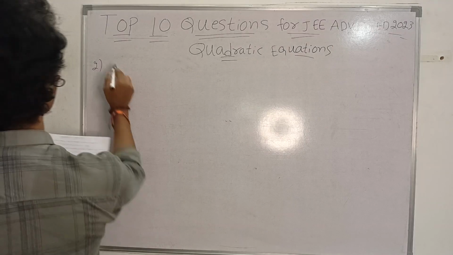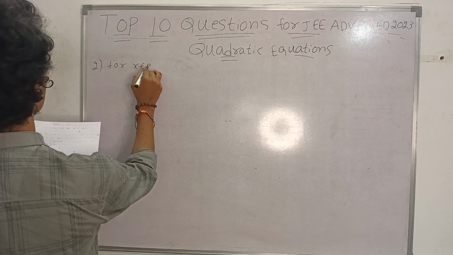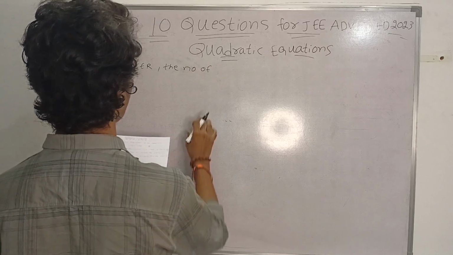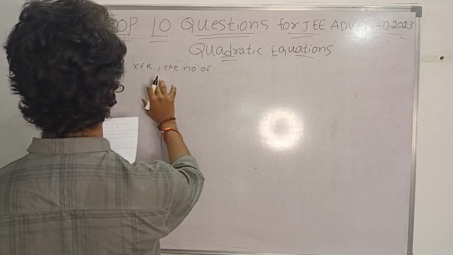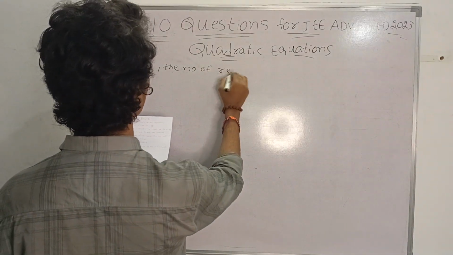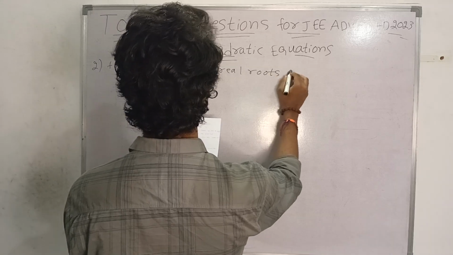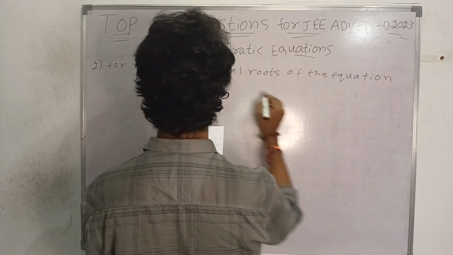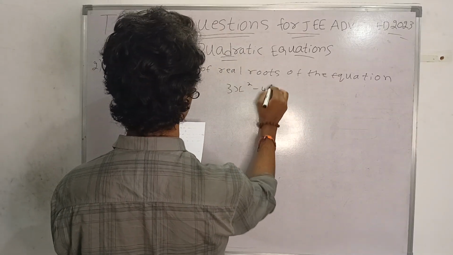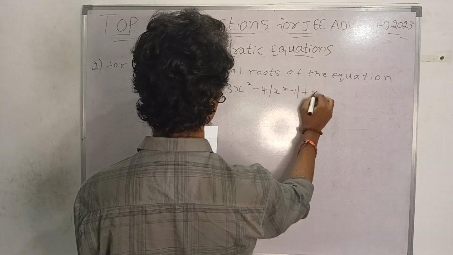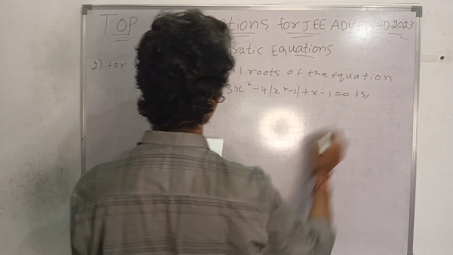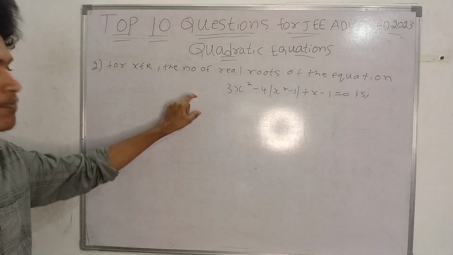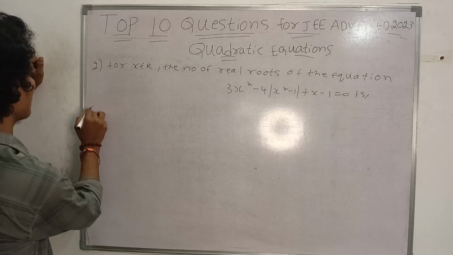The second question is: for x belongs to R, the number of real roots of the given equation 3x square minus 4 mod x square minus 1 plus x minus 1. These type of questions are really important because when I wrote JEE Advanced, this question came directly, and before here also this type of question came. So it is very important to understand this type of questions.